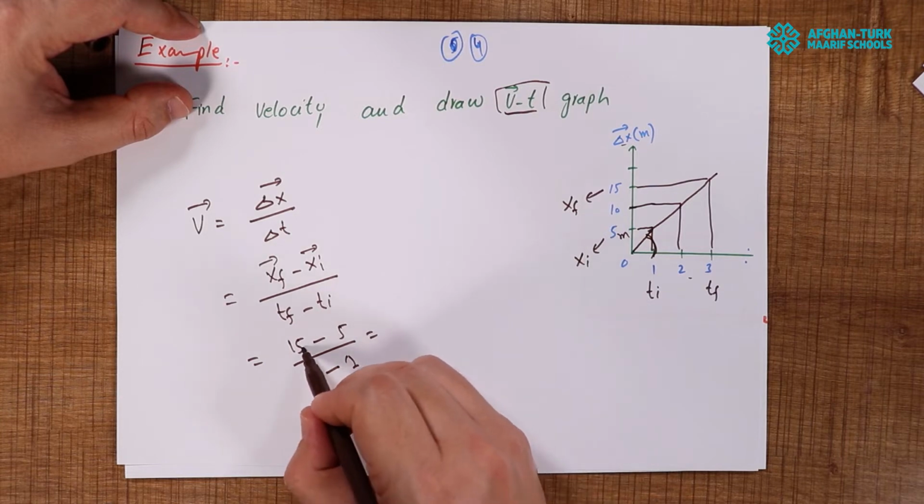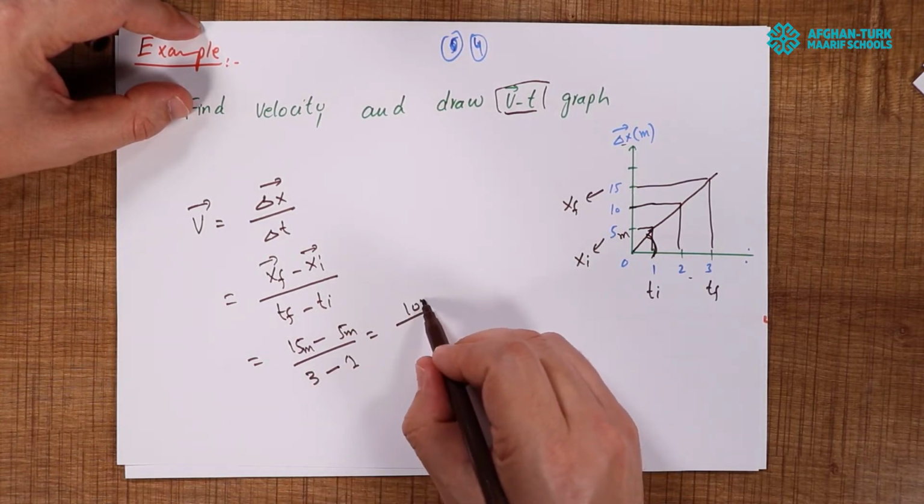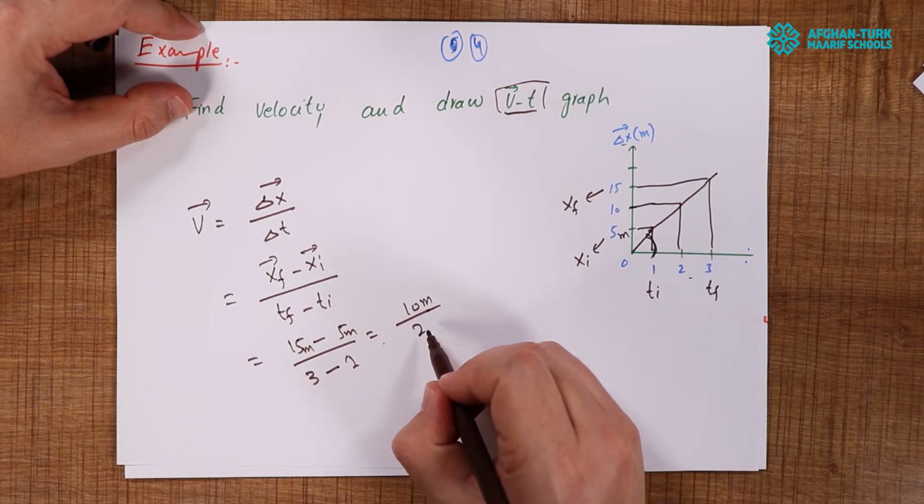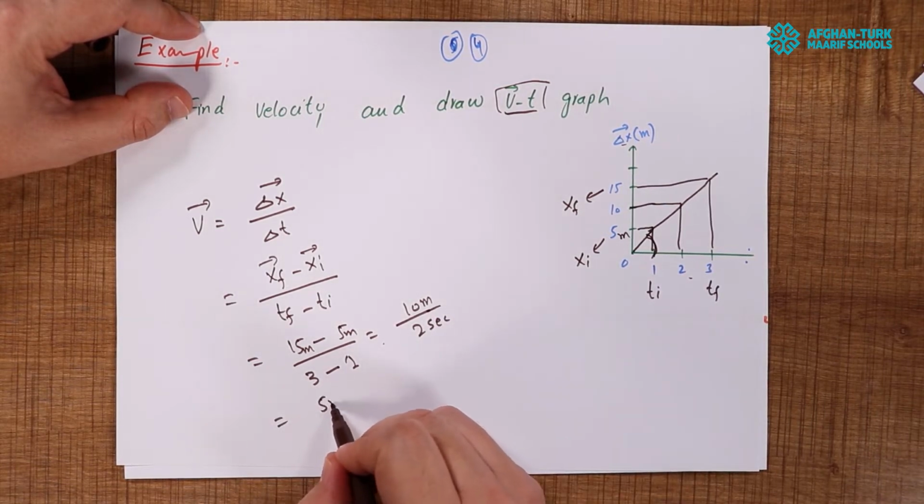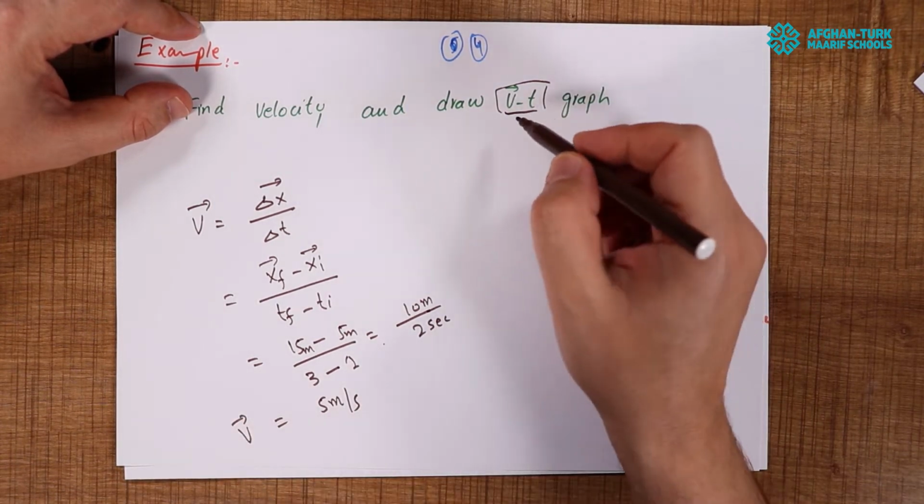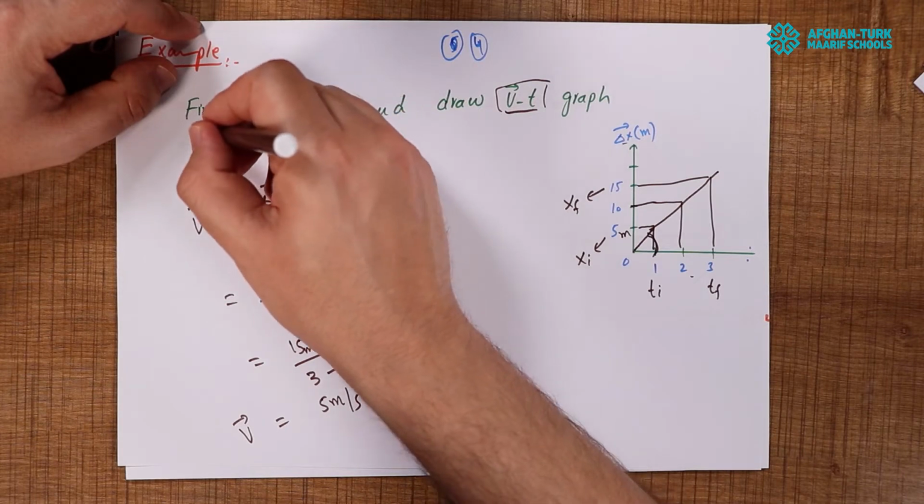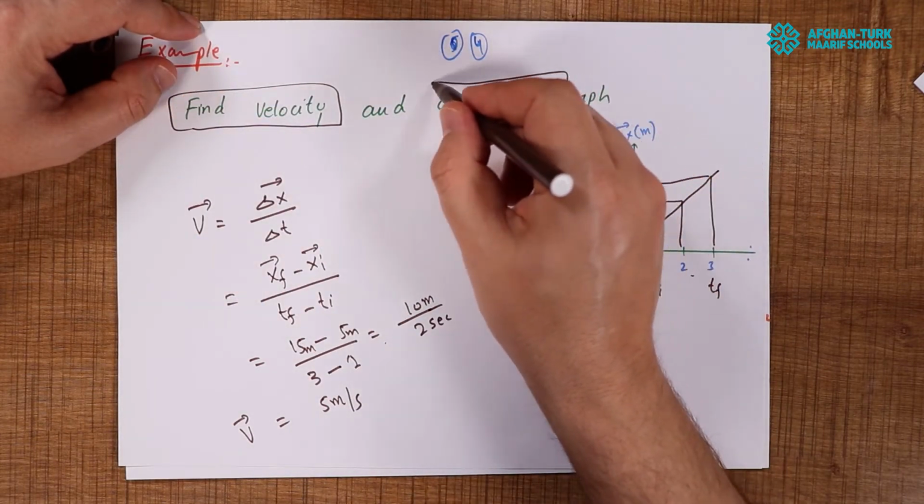So this is equal to 10 meter divided by 2 second. So now this is equal to 5 meter per second, which gives us the velocity. This is the first part, where we find the velocity. Now how can we find the VT graph?